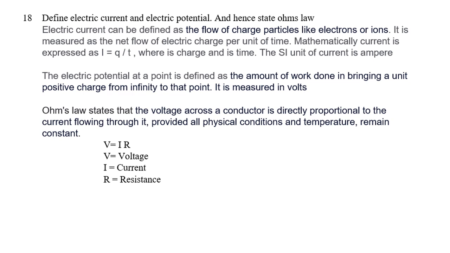Question 18. Define electric current and electric potential, and hence state Ohm's law. Electric current is the flow of electrons through a conductor. Electric potential, also known as voltage, is the difference in electrical energy between 2 points. Ohm's law states that the voltage across a conductor is proportional to the current through it.